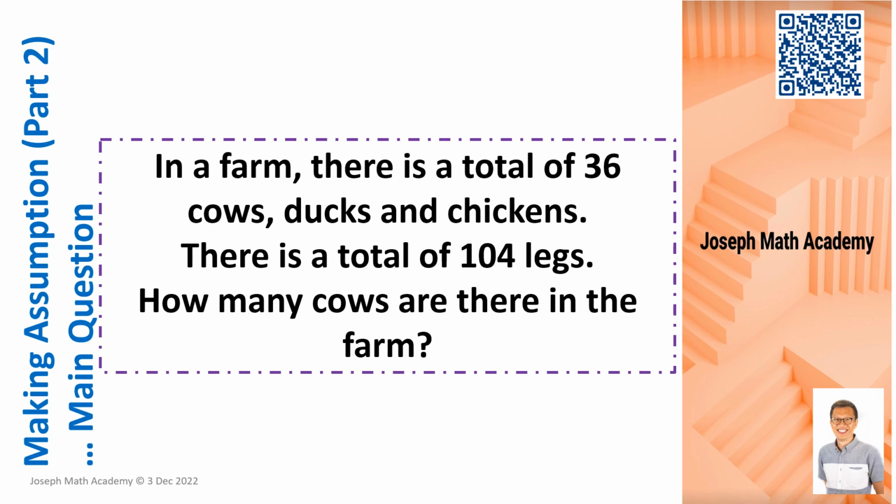In a farm, there is a total of 36 cows, ducks, and chickens, meaning in a farm there is a total of 36 animals. The farm has three different types of animals. There is a total of 104 legs. So how many cows are there in the farm? Now we are involving three different quantities: cows, ducks, and chickens.